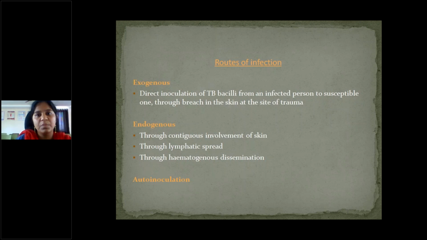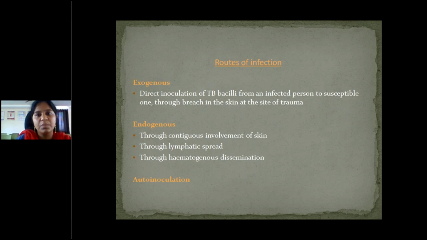Endogenous is nothing but, already there will be a primary focus of infection sometimes, and it reaches the skin through contiguous involvement of skin, or through lymphatic spread, or through hematogenous dissemination. And the third one is autoinoculation. A patient has a lesion in the leg, he scratches, he won't know that it's TB, and somewhere again he scratches. That is autoinoculation from one part of the body to another part.